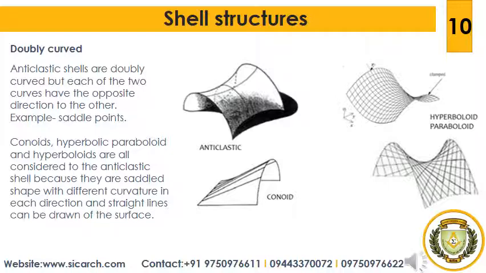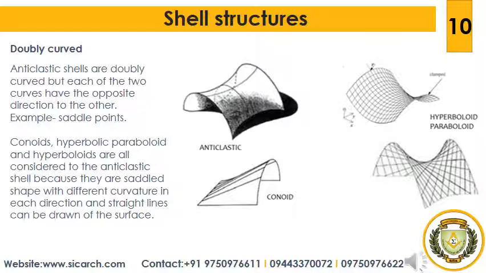Conoids are formed by moving one end of a straight line along a curved path and the other along a straight path. Hyperboloids are formed by rotating a straight line around a vertical axis. The hyperbolic paraboloid is formed by sweeping a convex parabola along a concave parabola, or by sweeping a straight line over a straight path at one end and another straight path not parallel to the first.